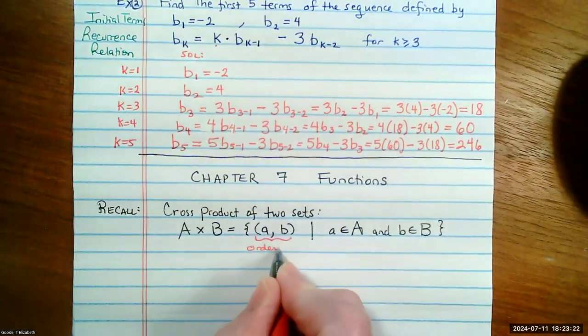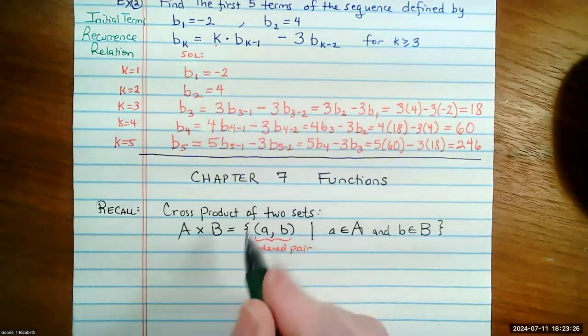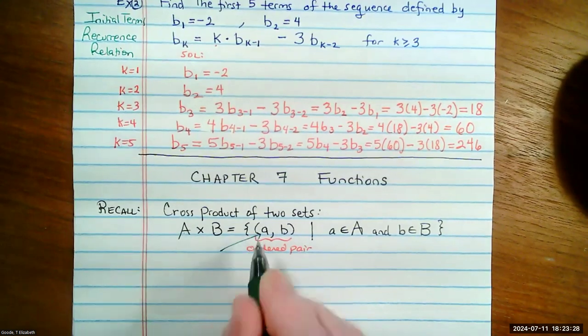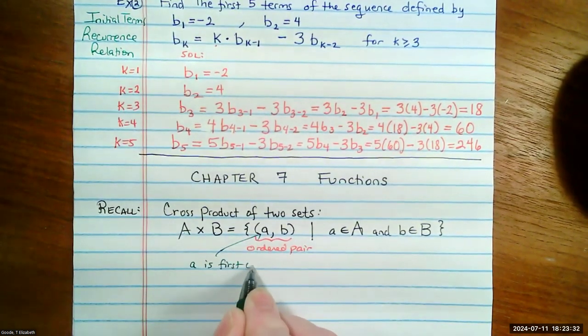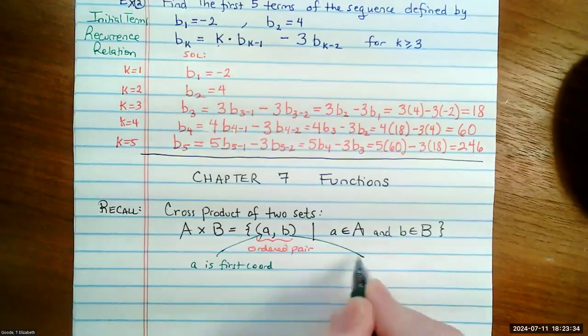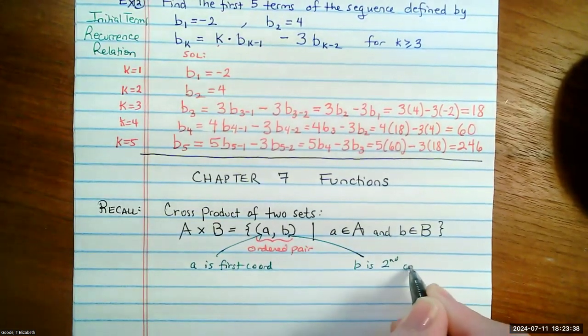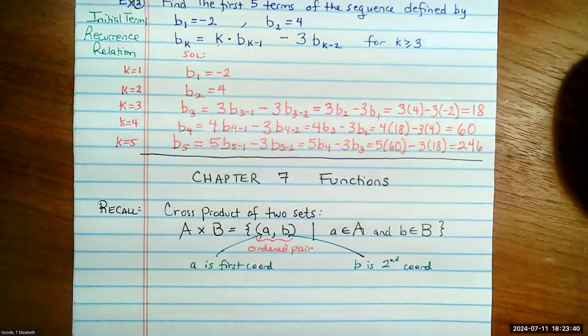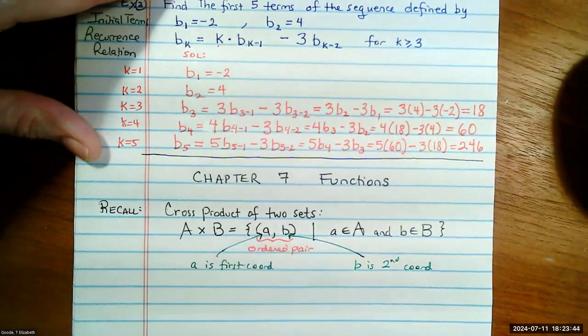I think everybody knows that here. We have two coordinates. A is the first coordinate, and B is the second coordinate. We have two coordinates, A and B, first and second.